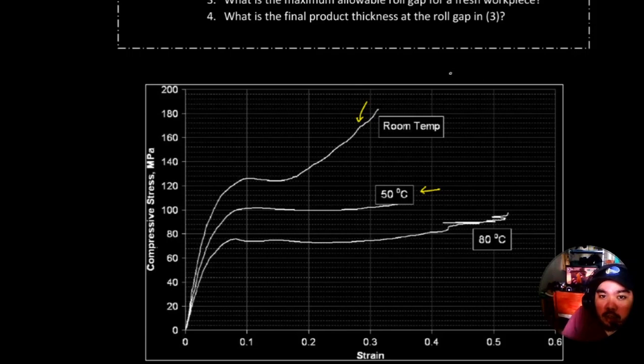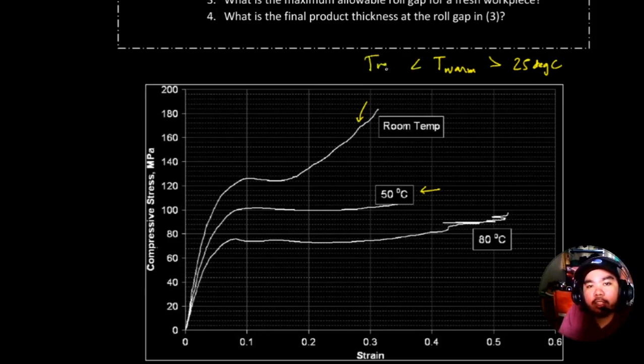Warm working condition is when your temperature is greater than room temperature. So the warm working is when your temperature is greater than the room temperature, so it's greater than 25 degrees Celsius, but it's less than your recrystallization temperature. So that's what we call warm working.